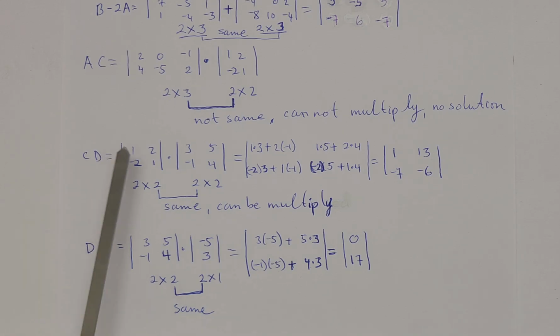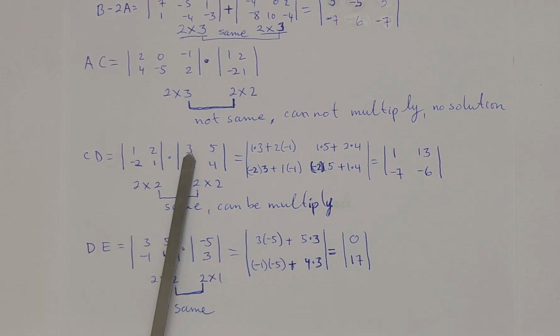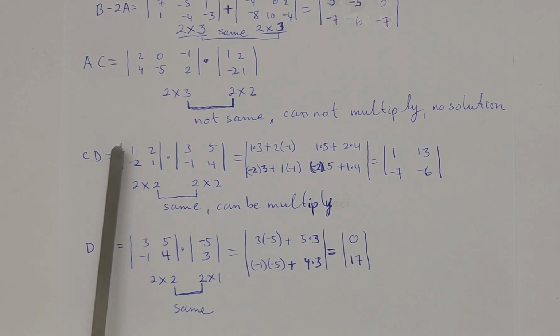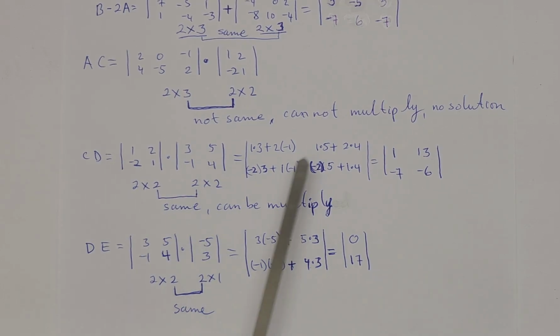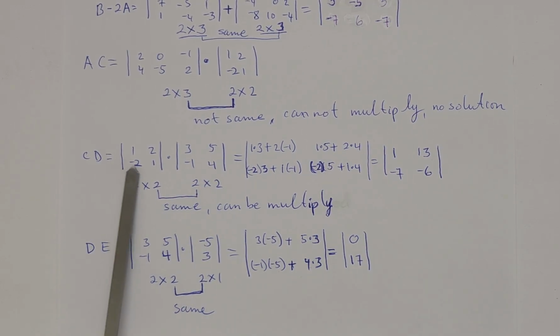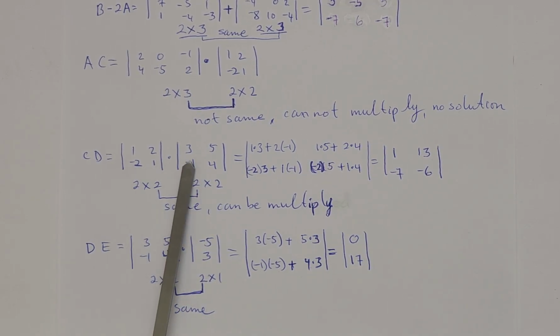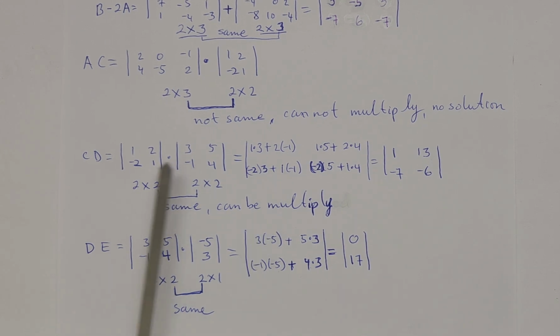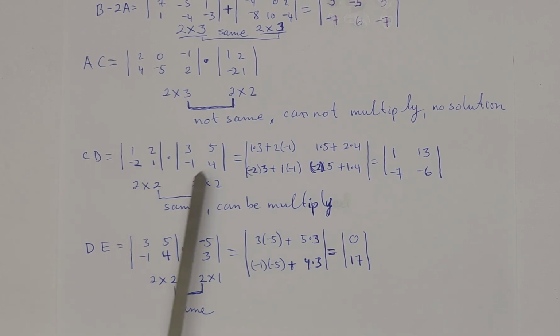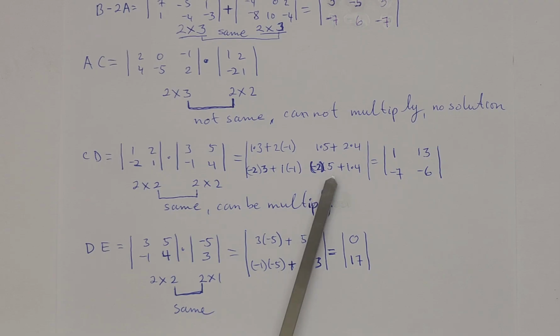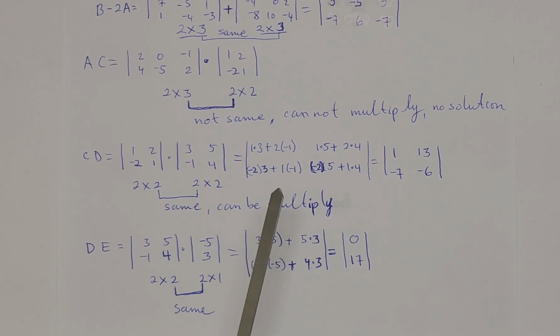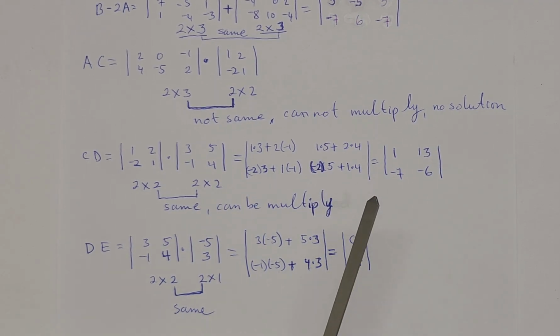One more time. First row, first column right here. First row, second column, which is here. Second row, first column, which is here. Second row, second column, which is here. Okay, and then after that, just multiply, add or subtract them.